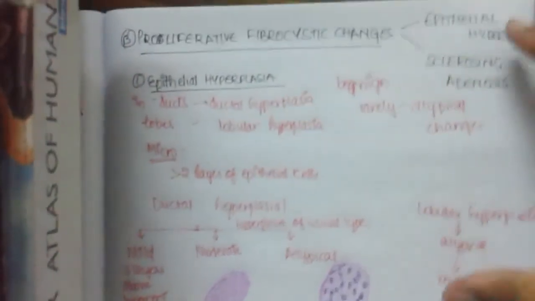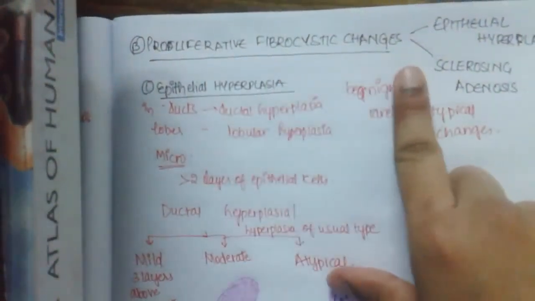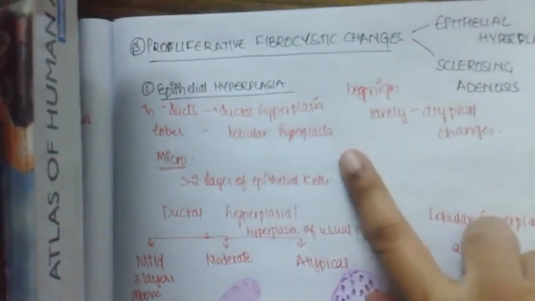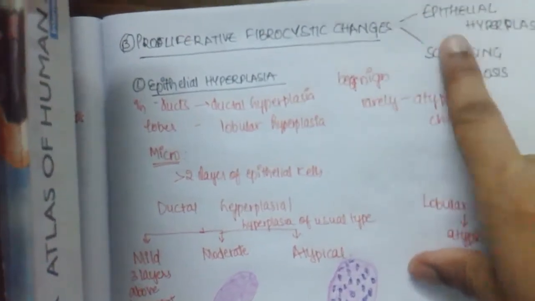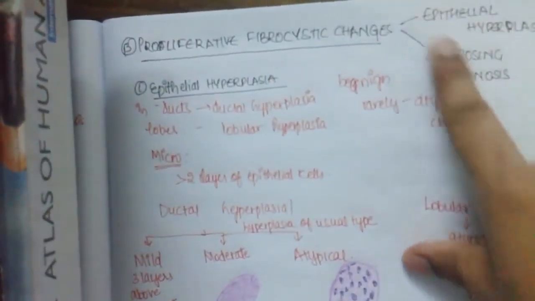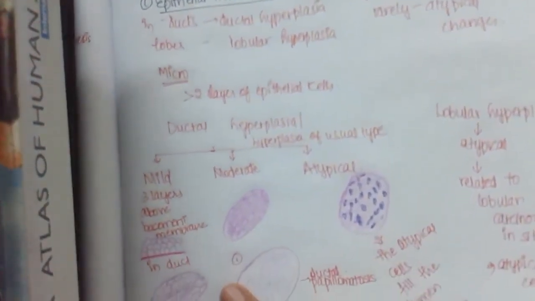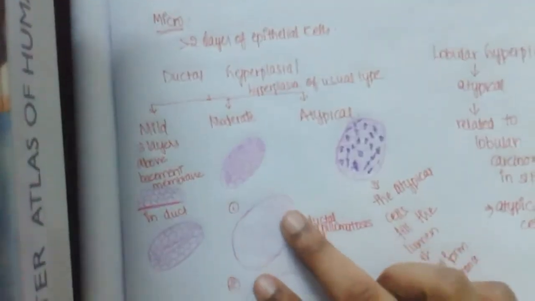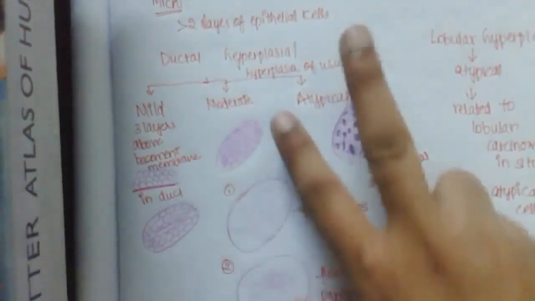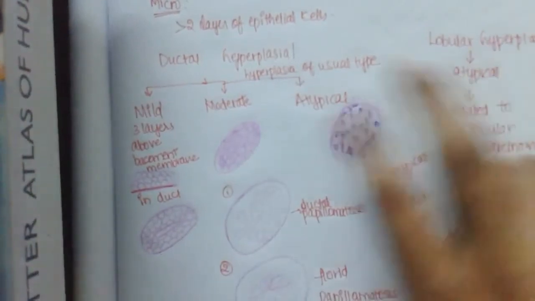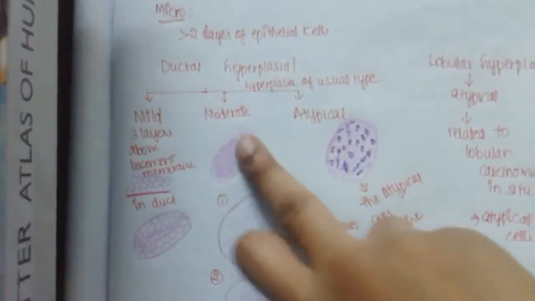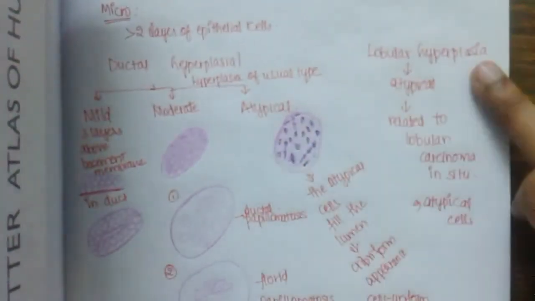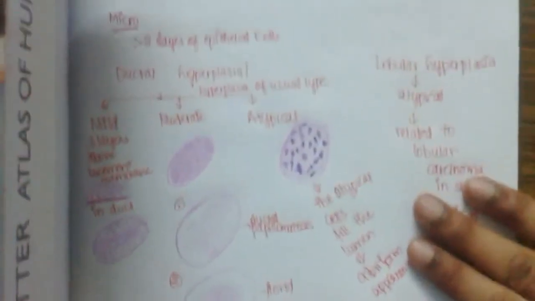Previously we learned about non-proliferative fibrocystic changes. In this lecture we have learned only one of the proliferative fibrocystic changes, which is epithelial hyperplasia. It is of two types, ductal hyperplasia and lobular hyperplasia. Ductal hyperplasia has mild, moderate and atypical changes. Lobular hyperplasia is always atypical. So these are the diagrams which I drew.